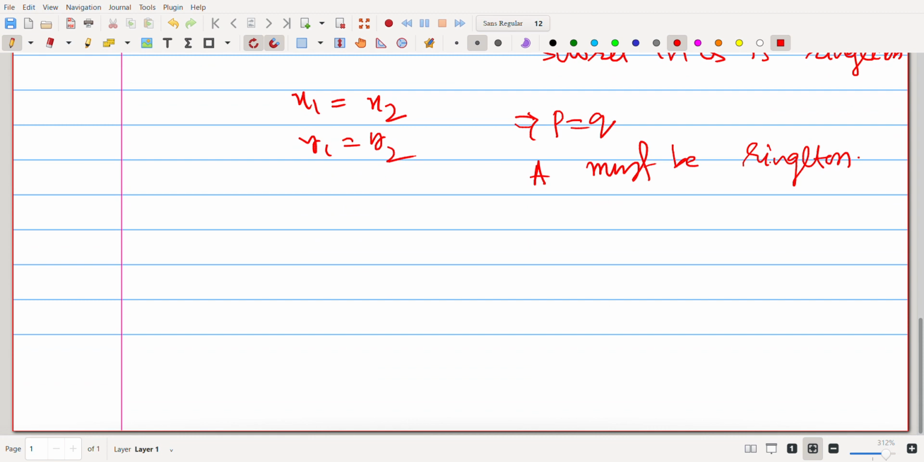Now the third one says that Q2 is Hausdorff. This is a general fact that any metric space is Hausdorff.